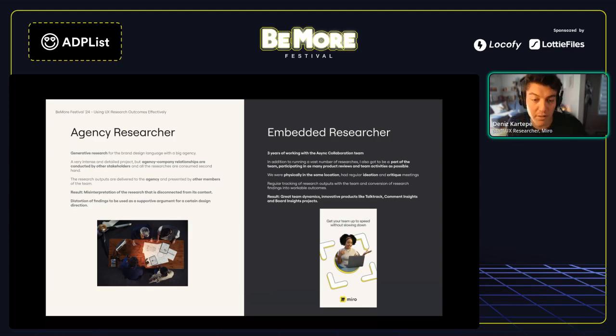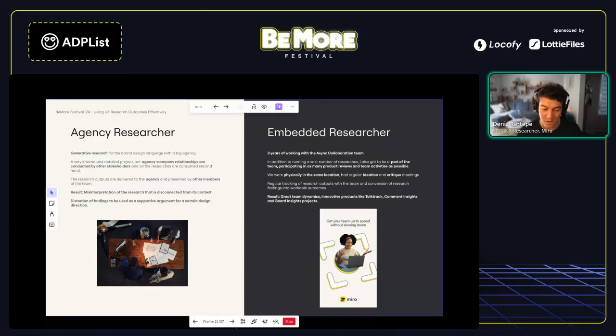And it results in great team dynamics. And in this case, it evolved into innovative products like TalkTrack, Comment Insights, and Board Insights. And it has just been a joy to work and to have this complete confidence in each other and the fact that researchers are going to be used. So when we make this compare and contrast, it becomes really important.